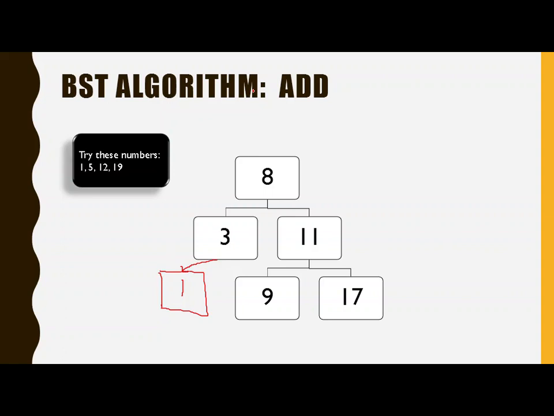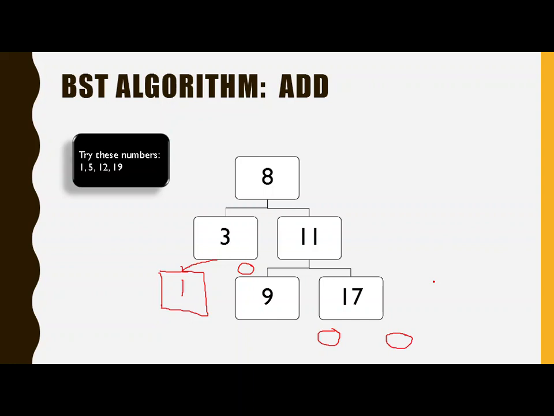If we try 5, we'll start here, not null. We need to go to the left. We follow the left, not null. Now we need to go to the right, it is null, so therefore we know the 5 needs to go here. So the node for 5 would go down here. 12, we'd go here, not null, go to the right, go here, not null, go to the right. Less than 17, so we know the 12 would end up down here. And 19, of course, would go not null to the right, not null to the right, not null to the right, null, so the 19 would end up down here.